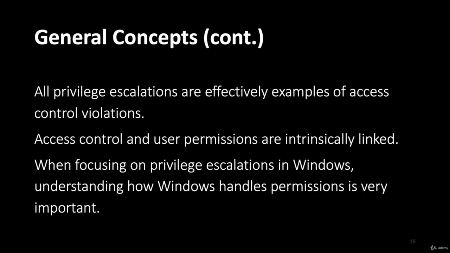All privilege escalations are effectively examples of access control violations. Access control and user permissions are intrinsically linked, so when focusing on privilege escalations in Windows, understanding how Windows actually handles permissions is very important.